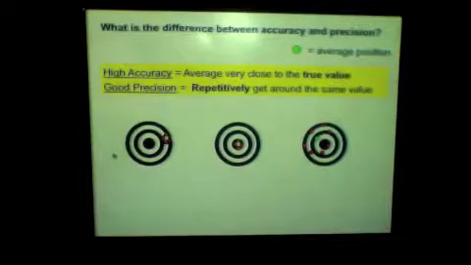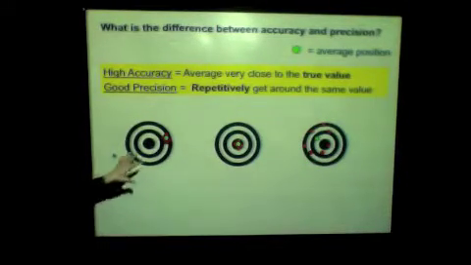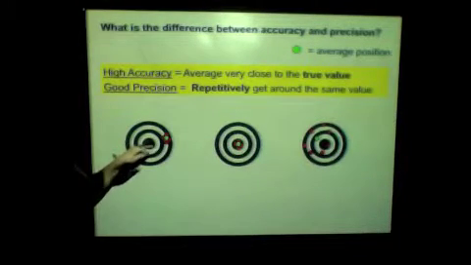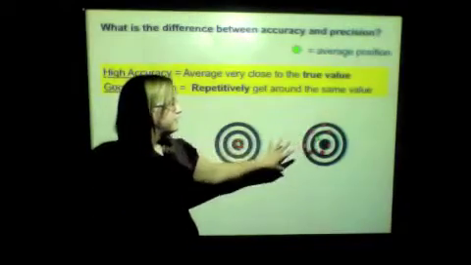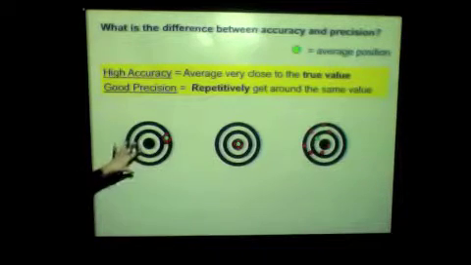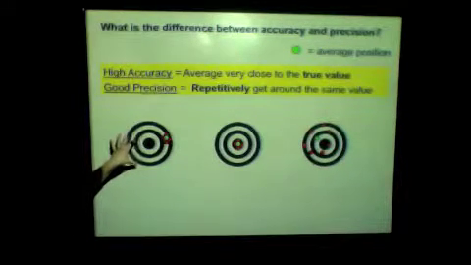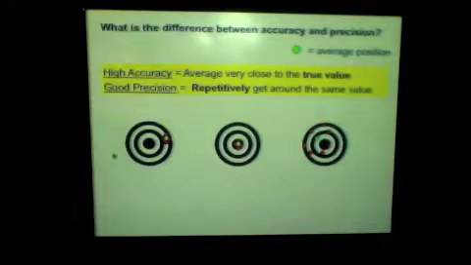The analogy that's commonly used throughout any chemistry classroom is a bullseye effect. The bullseye, the center, is your true value. The dots are the different times that you've come up with that measurement. So I want you to take a second, pause the video, and decide whether it is high accuracy, low accuracy, good precision, or bad precision for each of these three bullseyes.